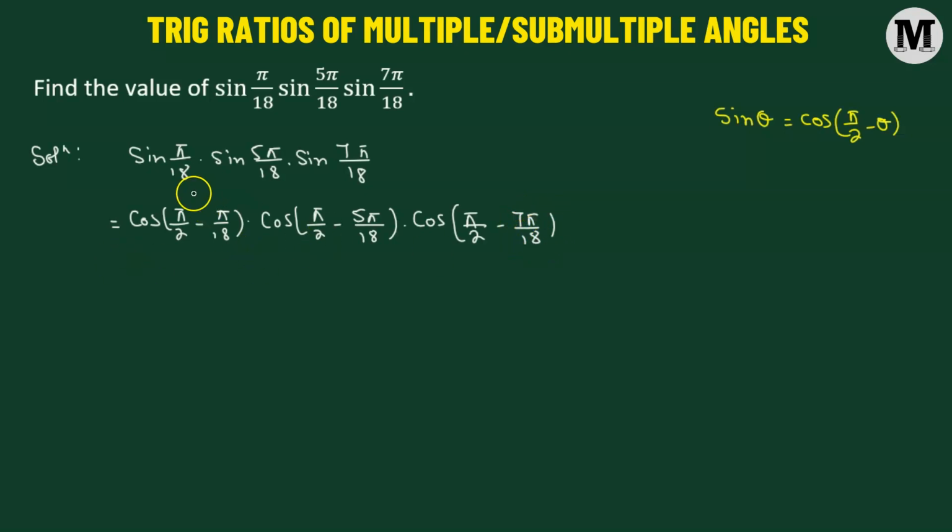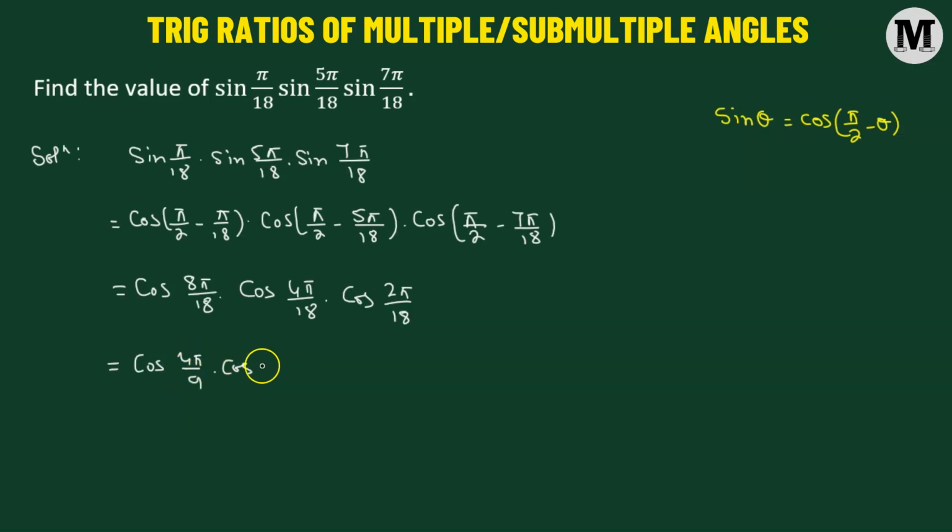So now that we've converted each of the sine functions to its equivalent cosine function, let's further simplify. Let's find pi over 2 minus pi over 18. That gives us 8 pi over 18, multiplied to cosine of 4 pi over 18, multiplied to cosine of 2 pi over 18, which can also be expressed as cosine of 4 pi over 9 times cosine of 2 pi over 9 times cosine of pi over 9.